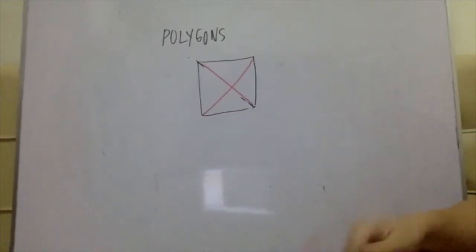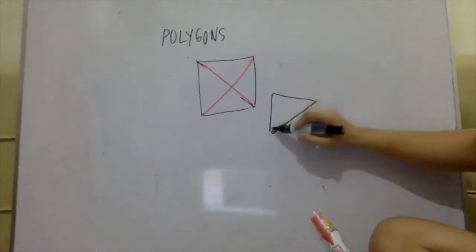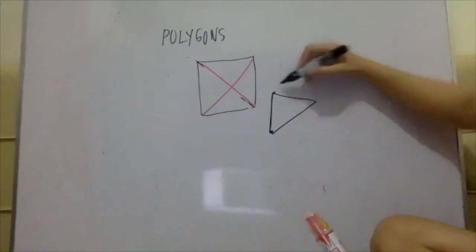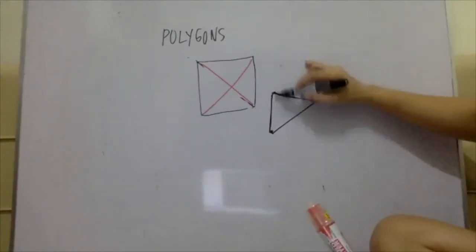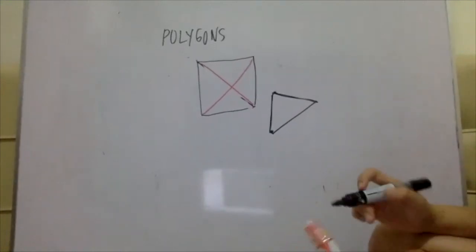Yung atin bang triangle may diagonal? Wala, di ba? Kasi if we try to connect this and this, yung side niya lang rin yun. This and this, yung side lang din. This one and this one, yung side lang. So, wala siyang diagonal. Okay?